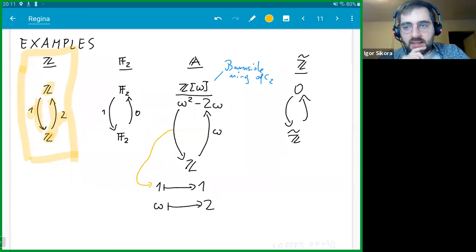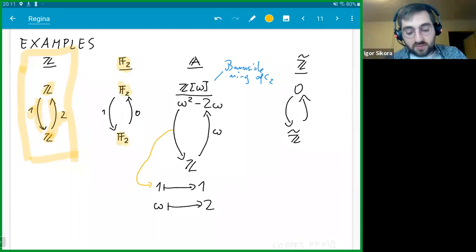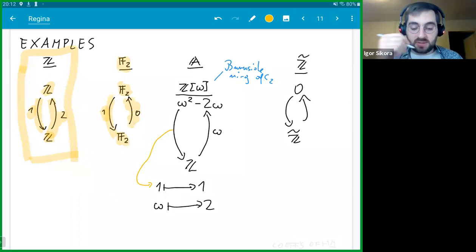The other example of a constant Mackey functor is the constant Mackey functor on F2. Same idea here, we have F2 with, of course, trivial C2 action. We cannot have any other. The restriction is the identity, and then the Mackey formula forces the transfer to be 0.